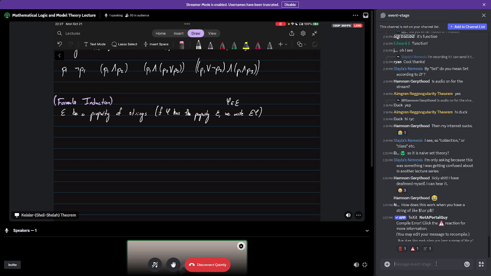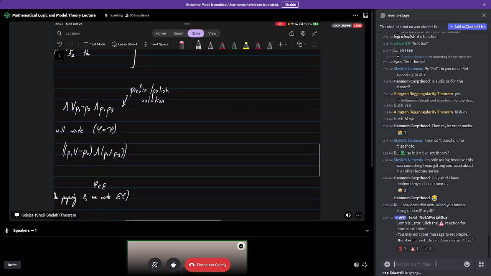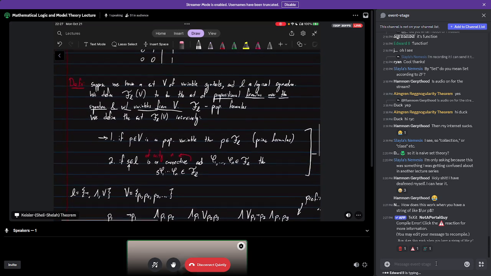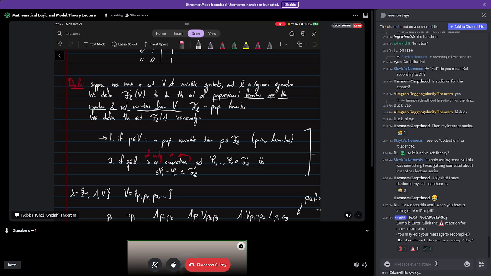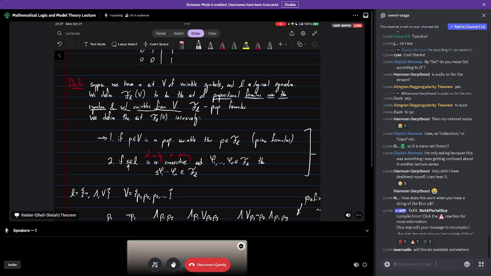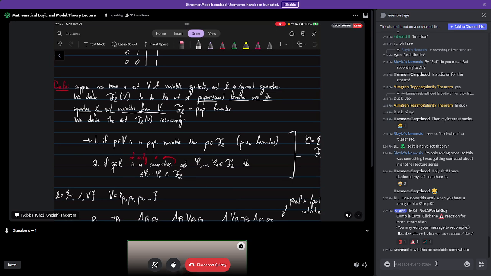No, so you cannot have a string that looks like OR P. You would have to have OR P Q. The reason is that if S in L has an arity of n, then OR has an arity of 2. So you need to have two formulas.